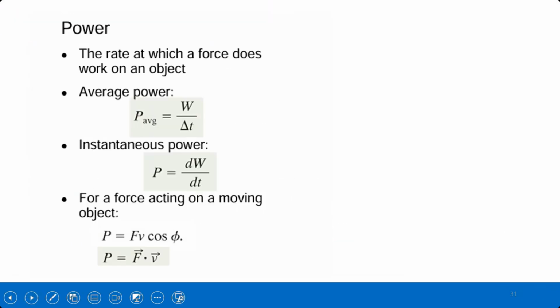We talked about the power. We said it's the work done divided by the time. The instantaneous power can be found also from the force and the velocity of the object.